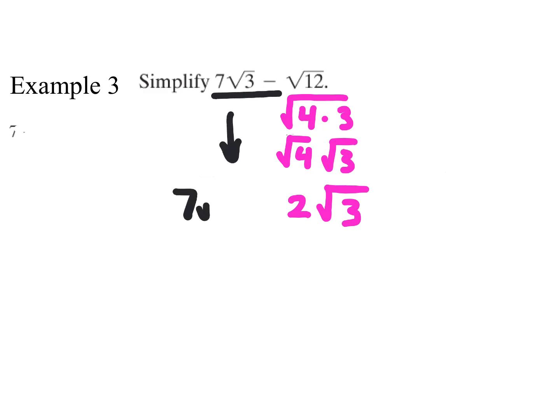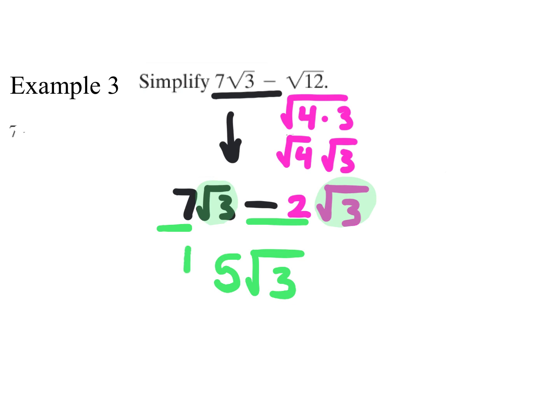So it's 7 radical 3 minus 2 radical 3. Now what I can recognize is that these are like radicands because they both have a radical 3. So I can combine the coefficients of 7 and negative 2. So 7 minus 2 becomes 5 radical 3 as my final answer.